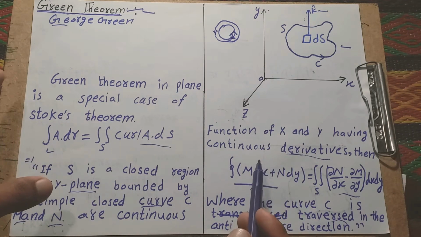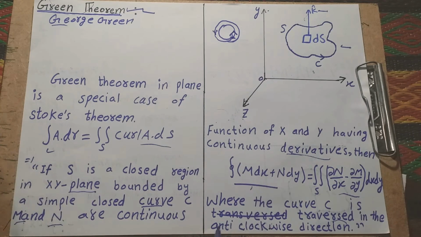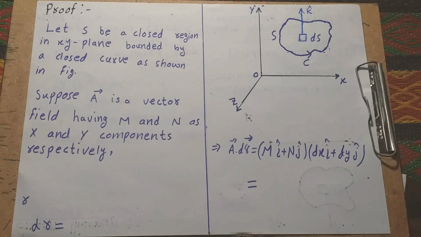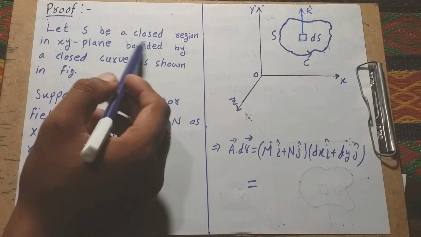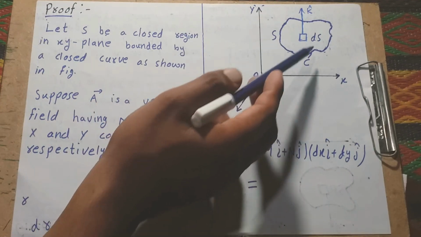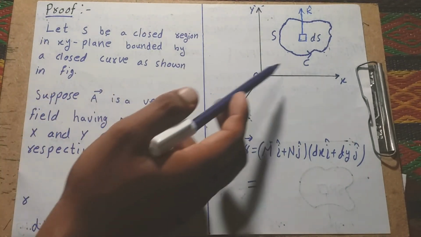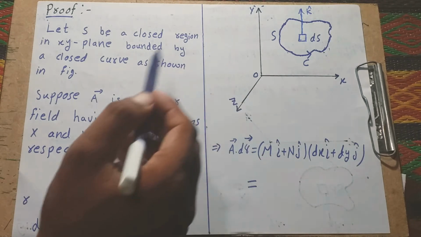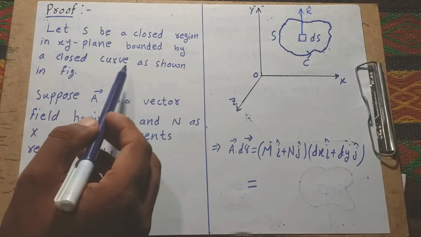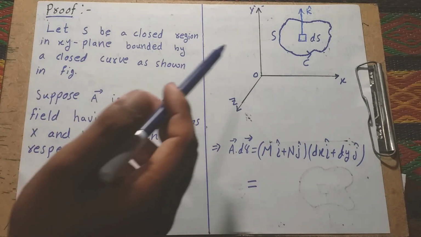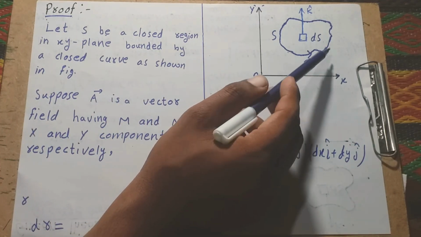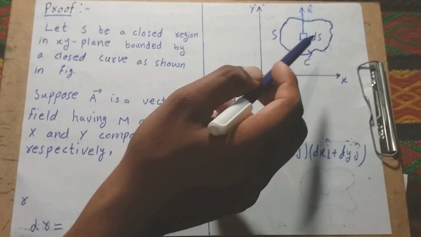And now we prove the mathematical form of Green's theorem. Let S be a closed region in the xy plane bounded by a closed curve C. S is a region or surface closed by the curve C. This curve closes the surface.